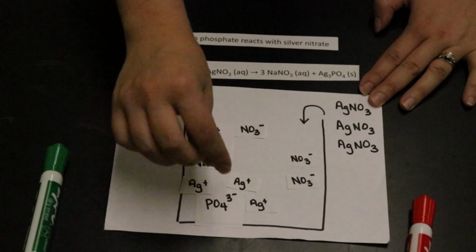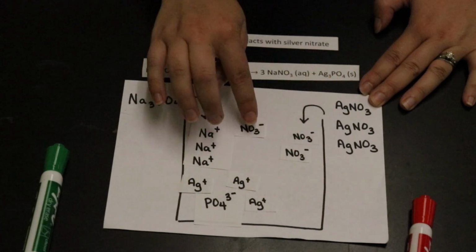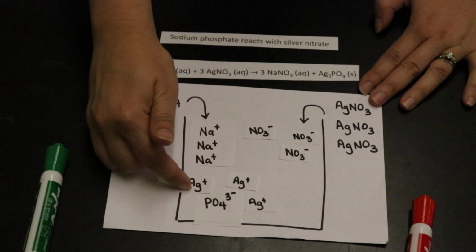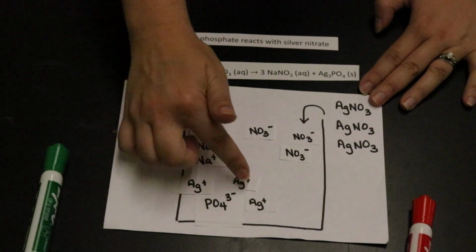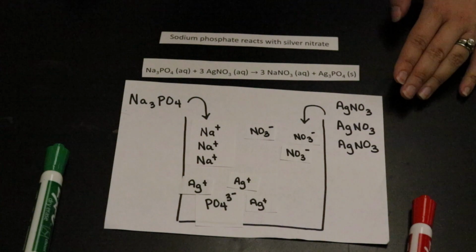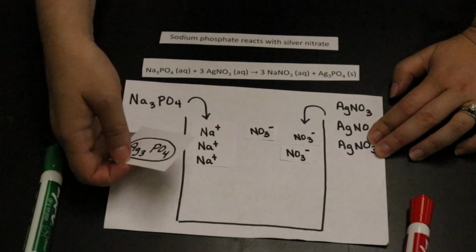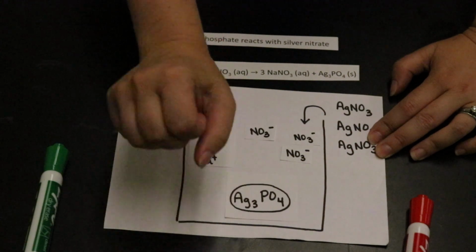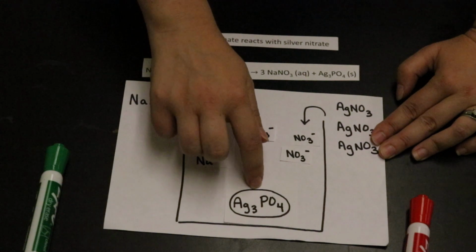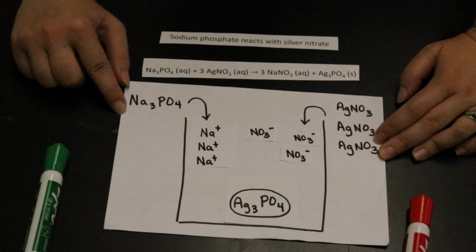it forms a solid. And we know that it forms a solid because that's what the solubility rules on our NCDPI chemistry reference table tell us. So when Ag plus, 3 of them, and PO4 3 minus bump into each other, they form a solid. And I'm going to represent that solid by drawing the Ag3PO4 all together. And I'm also going to show that this solid is going to drop down to the bottom of our beaker.